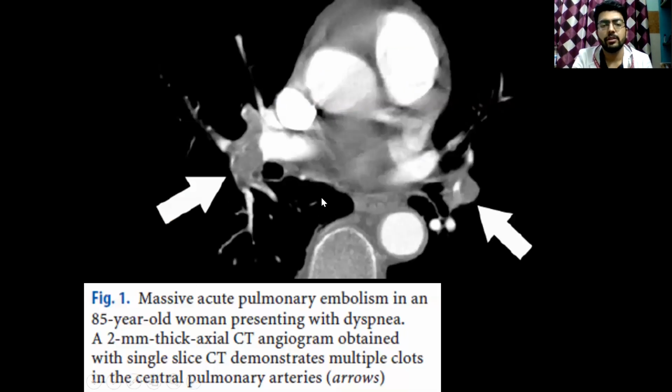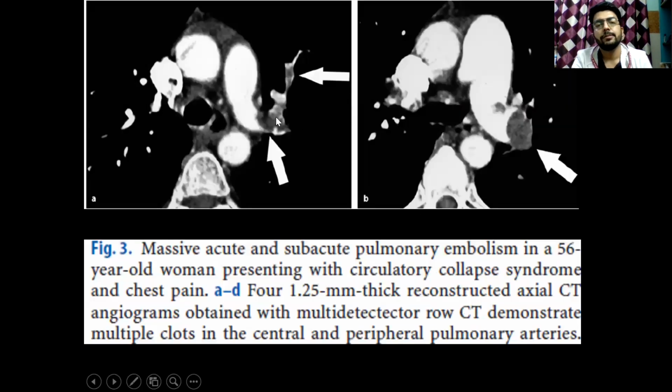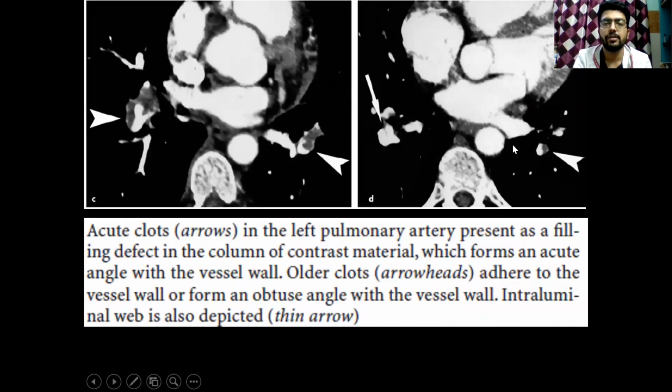This is massive acute pulmonary embolism in an 85-year-old woman. You can see a filling defect. This is again a filling defect. This is a polo mint sign that we see. This is again a filling defect in the right main pulmonary artery. This is the thrombus lodged in the left pulmonary artery and segmental pulmonary artery. Again, a filling defect of thrombus lodged in the left pulmonary artery. Again, filling defects can be best appreciated.